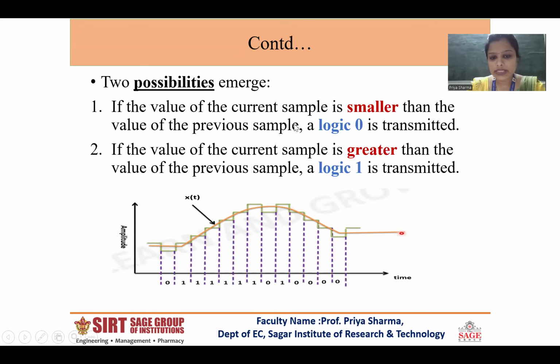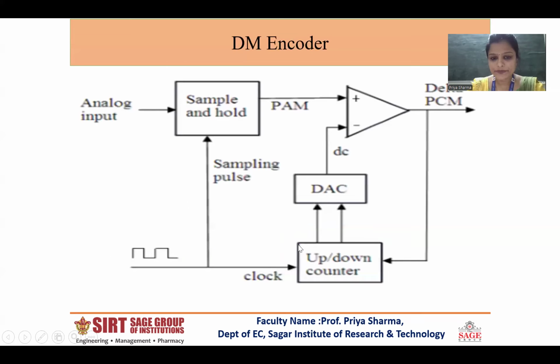If the value of the current sample is smaller than the value of the previous sample, a logic 0 is transmitted. And if the value of the current sample is greater than the value of the previous sample, a logic 1 is transmitted. You can see from here how quantization takes place. Like the value of this sample is smaller than this sample, so 0 is transmitted. Now the value of this sample is greater than the value of this sample, so 1 is transmitted, and likewise.